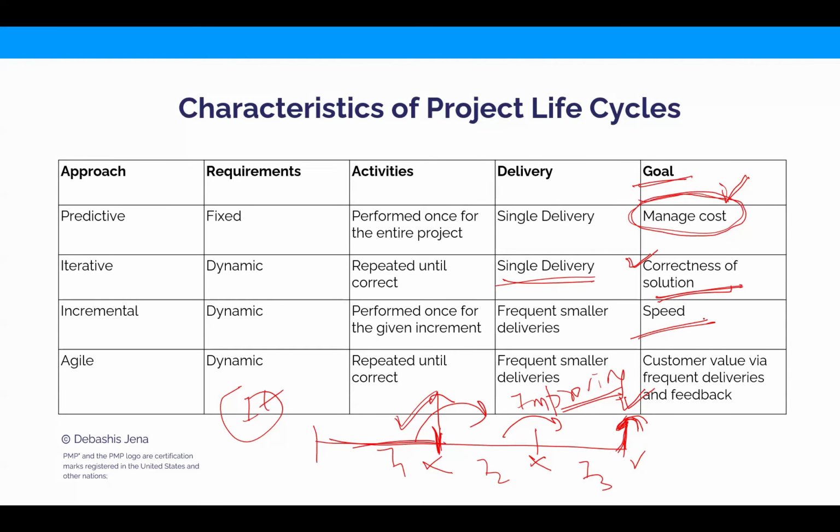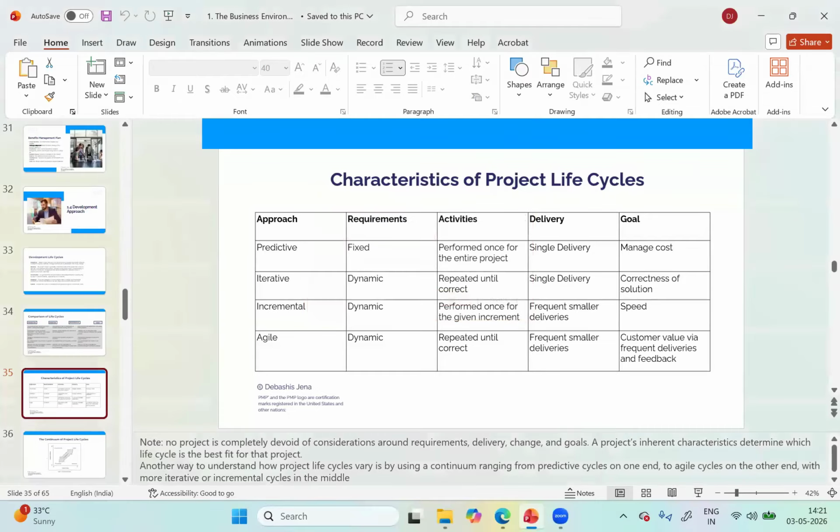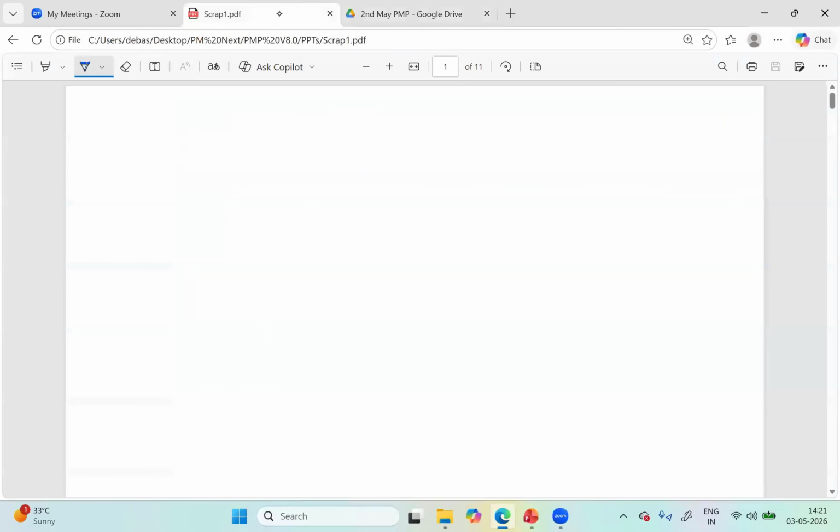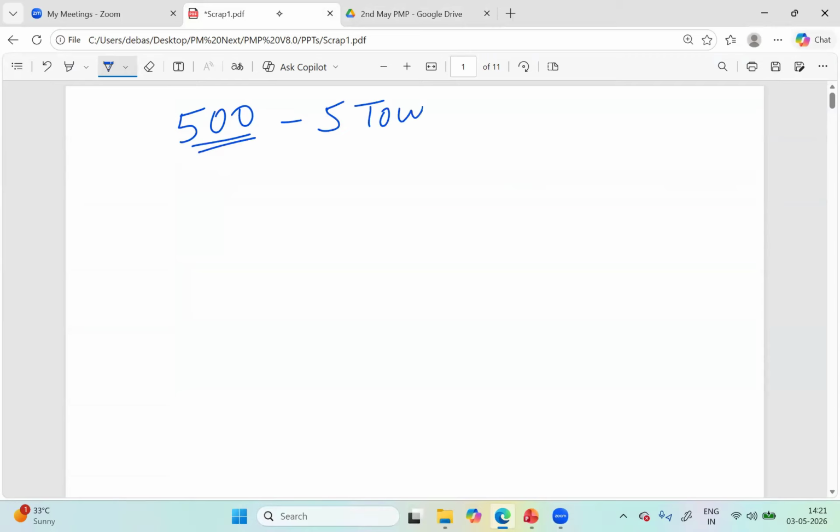What's that? Speed. Speed means we want to deliver fast. This is the goal. Not an excellent product, but what we want is to deliver fast. That's the goal. I'll give an example of incremental, and then we'll come back here. So let's say a simple example. Let's say I want to come up with a residential complex. We build a residential complex. There'll be 500 apartments. Okay, there'll be 5 towers. Each tower would have 100 apartments, total 500.